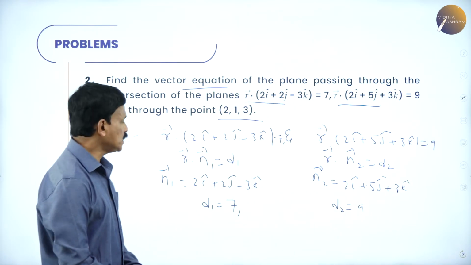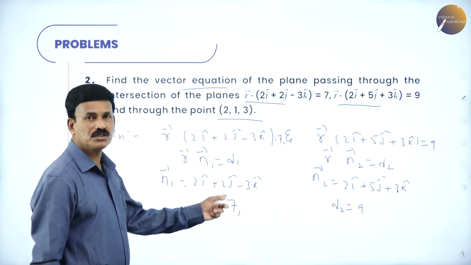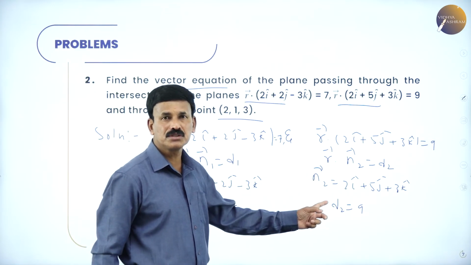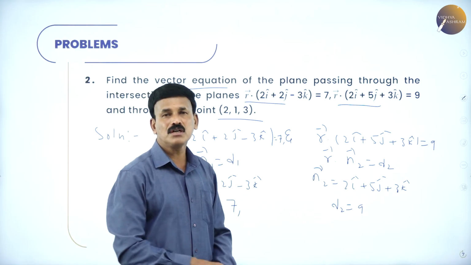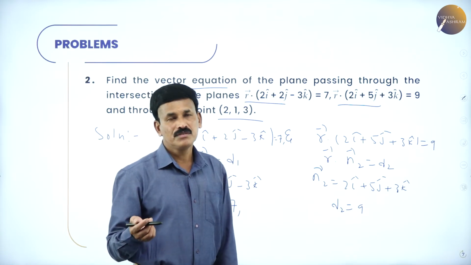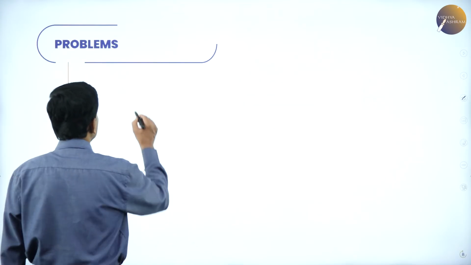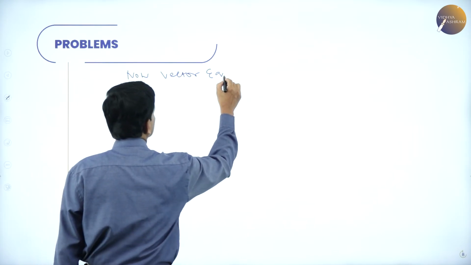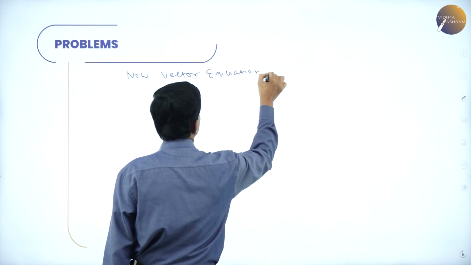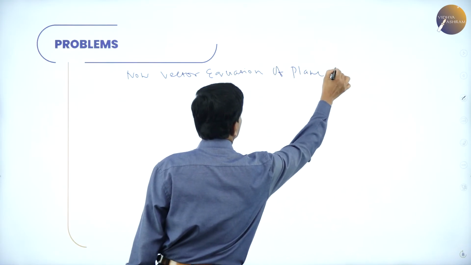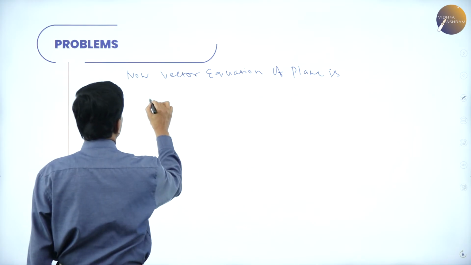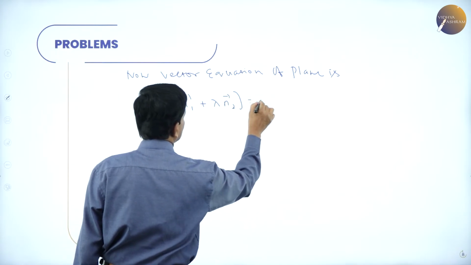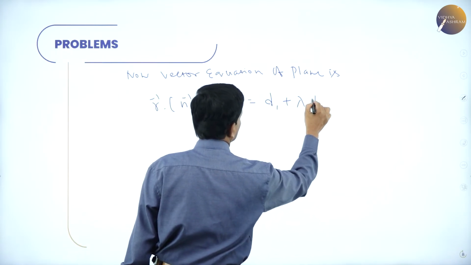That's it. Okay. See here, comparing with r dot n1 is equal to d1, we will get n1 and d1. Comparing the second plane with r dot n2 is equal to d2, we will get n2 and d2. Now what is required to find the equation of the plane in the vector form? The vector equation of the plane is, so what is the standard form? We know this, r dot (n1 plus lambda into n2) is equal to d1 plus lambda into d2.